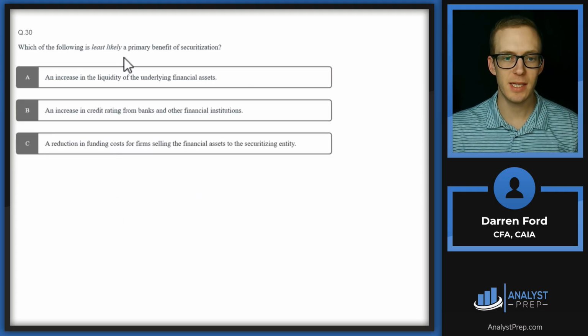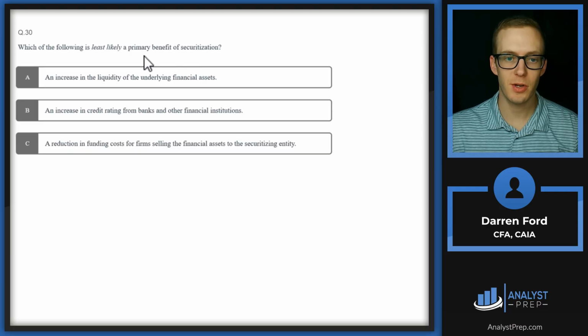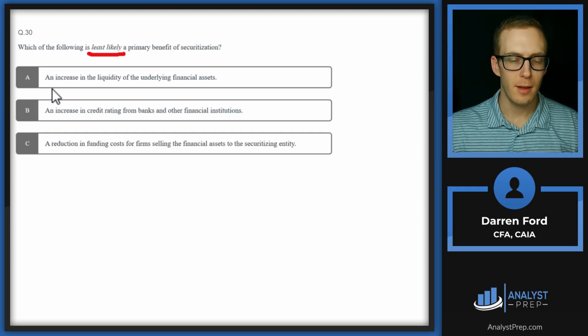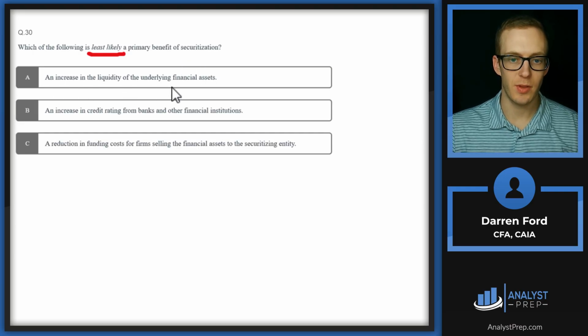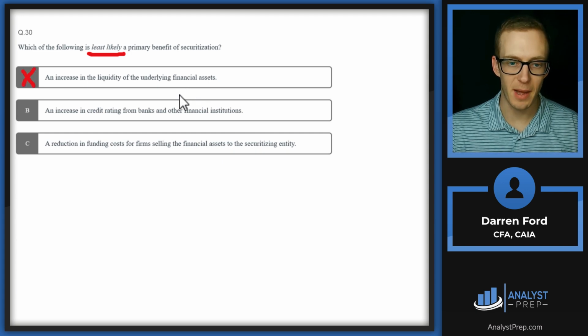Which of the following is least likely a primary benefit of securitization? So we've got least likely here. So two of these are going to be benefits of securitizing and one is not. A, an increase in the liquidity of the underlying financial assets. We can rule this out since this will be a benefit.